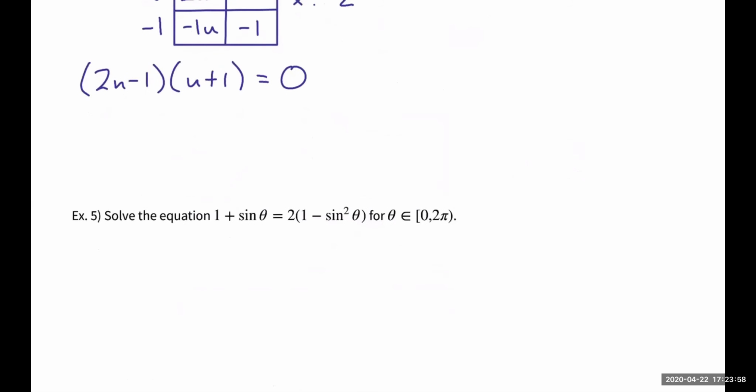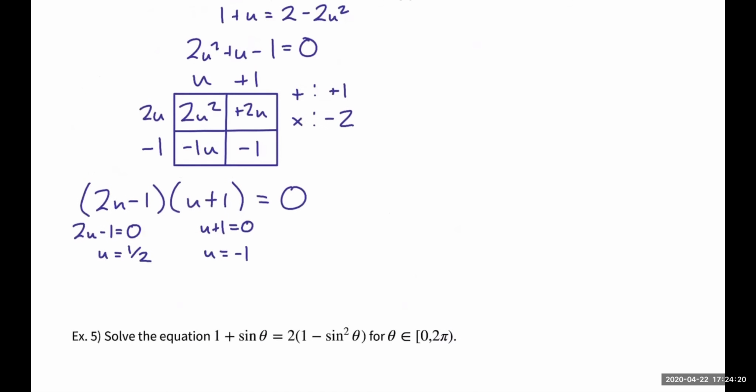And then, just like we did before, we're going to solve each of these equations individually. First equation being 2u minus 1 is equal to 0, and then we'll add the 1 and divide by 2, quick maths. u is equal to 1/2. And then u plus 1 is equal to 0, subtract the 1, and u is equal to -1. And now we can just sub back in.